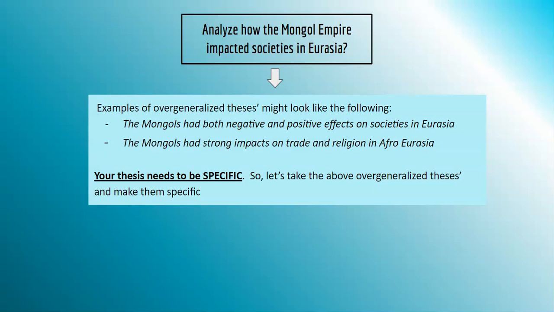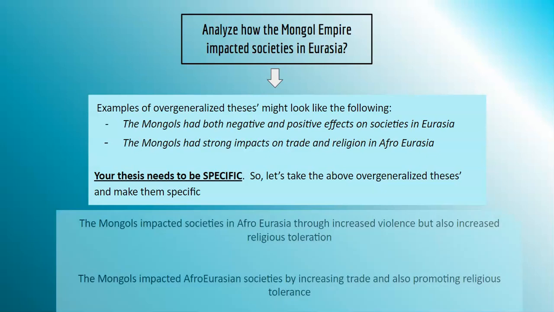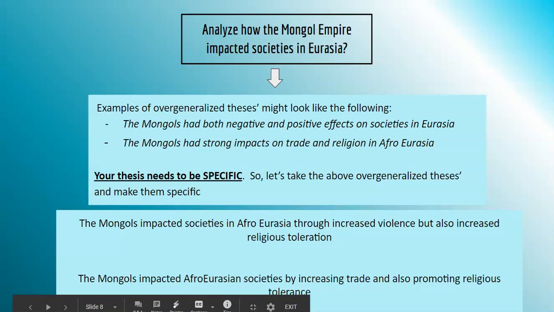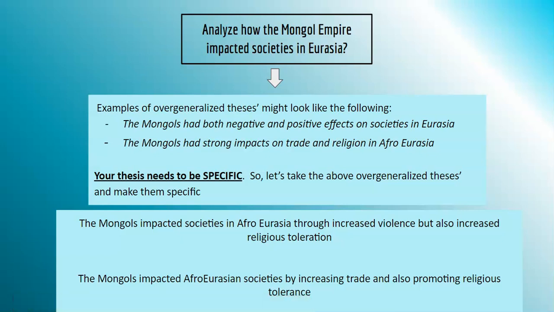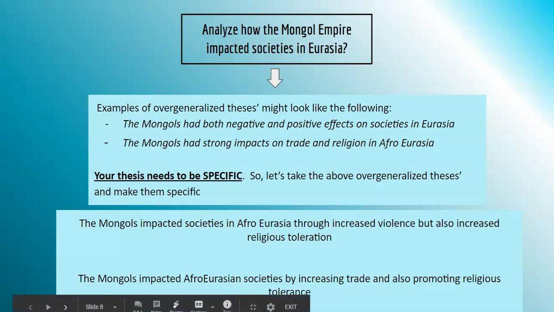So let's take those overgeneralized theses and let's try to make them a little bit more specific. If we did that, they may look something like this. The Mongols impacted societies in Afro-Eurasia through increased violence, but also increased religious toleration. So that is a specific version of thesis number 1. The Mongols impacted Afro-Eurasian societies by increasing trade and also promoting religious tolerance. That's a more specific version of thesis number 2. So this is what AP is looking for right here at the bottom. They do not want to see overgeneralized theses. You will not earn credit for them. So make sure that your thesis is specific. And we are going to explain how to do that in another presentation.